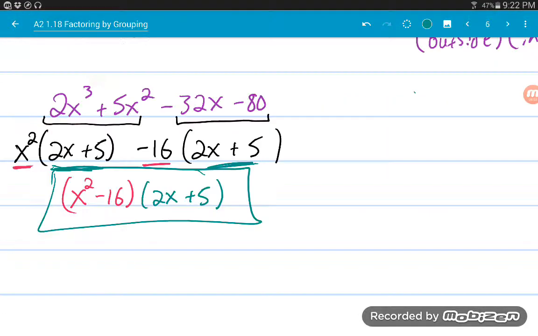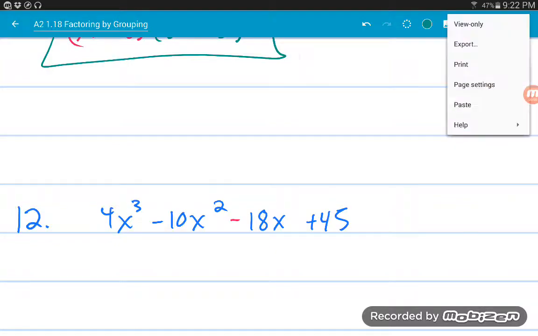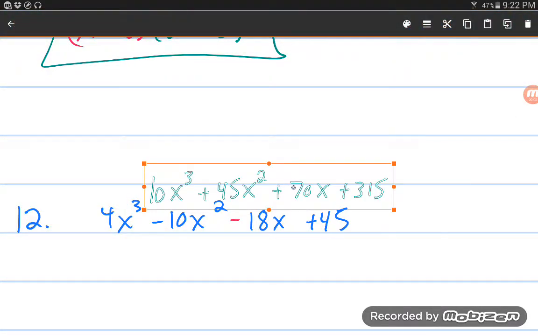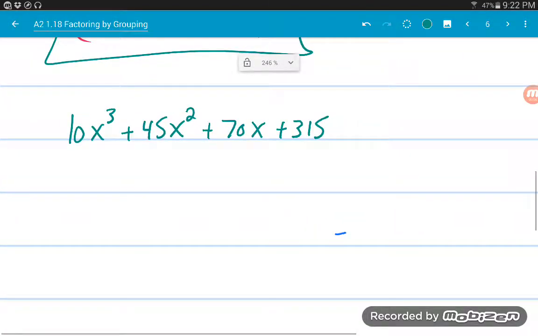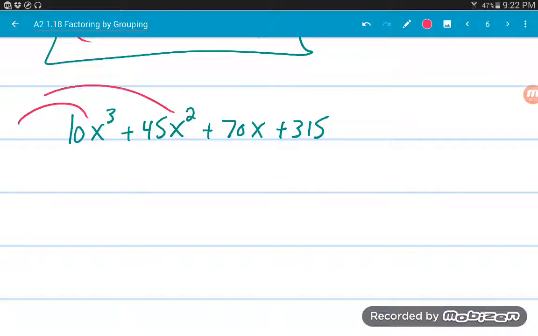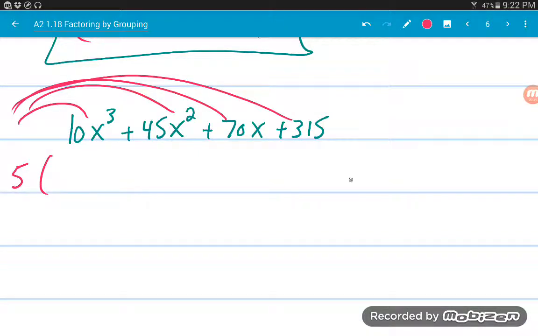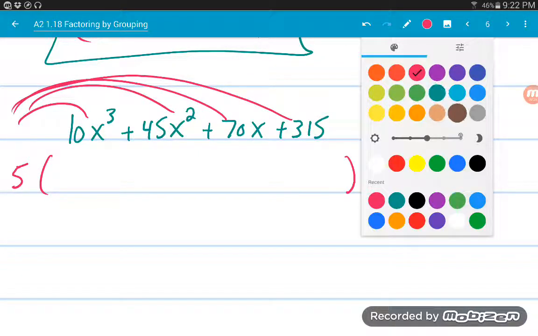Cut that over to my loose leaf. Same steps, but this time, just like we did in class, I'm going to start off by dividing out a GCF. So that's like a reverse distribution method. It means I'm going to divide every single one of these terms by the same thing, and I'm going to pull it out to the front outside of the parentheses. So like I said, 10, 45, 70, 315, the only thing they have in common is the number 5. So I'm going to pull that 5 to the outside.